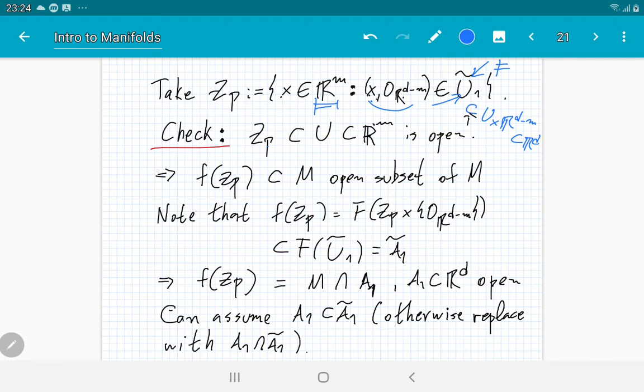Now, crucially, f is a homeomorphism. Homeomorphisms map open sets in the domain to open sets in the codomain.